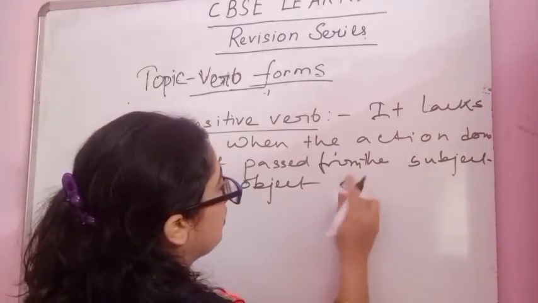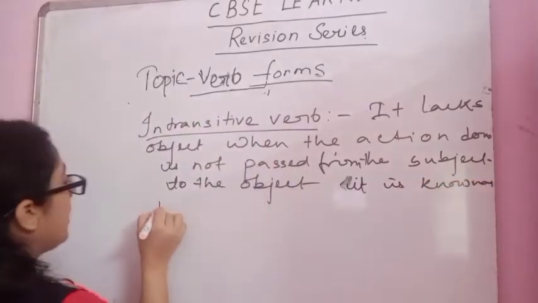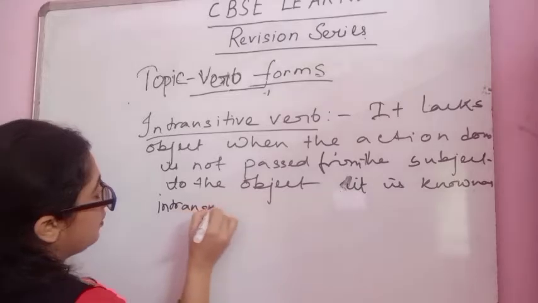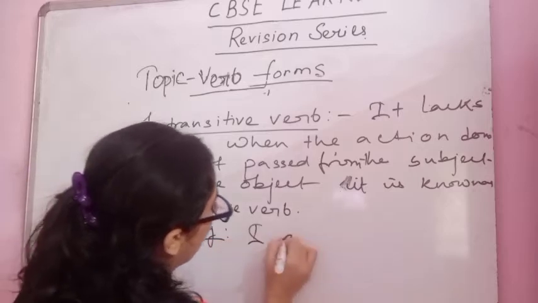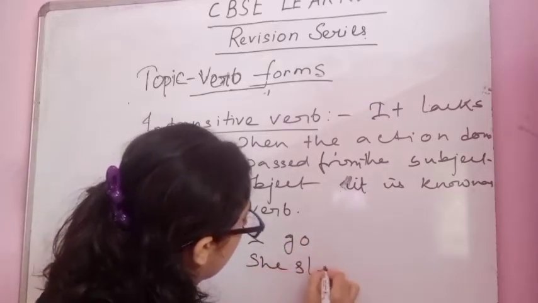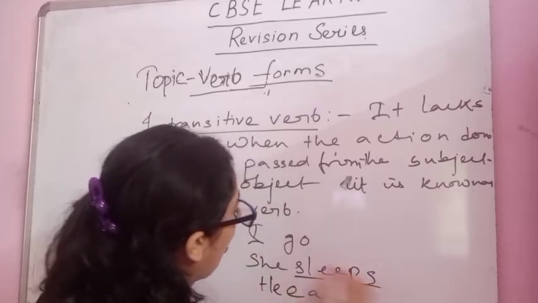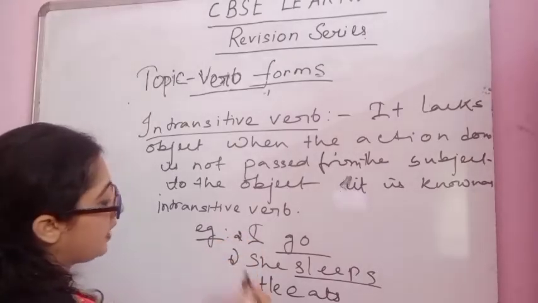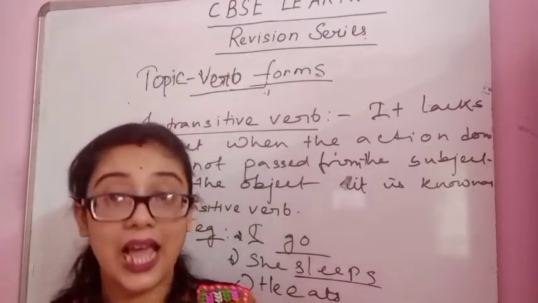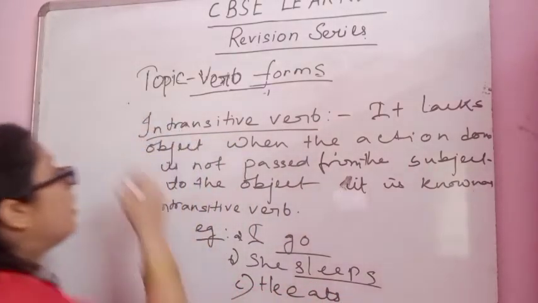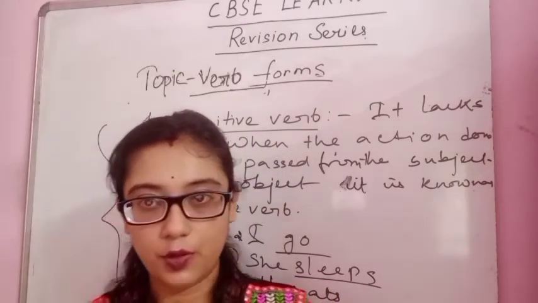For example, I go, she sleeps, he eats. So these do not have any object. But these make sense: I go, she sleeps, he eats. So it has a verb, it has a subject, but it is lacking an object. So these are called intransitive verbs. I hope the transitive verb and intransitive verb are clear to you.